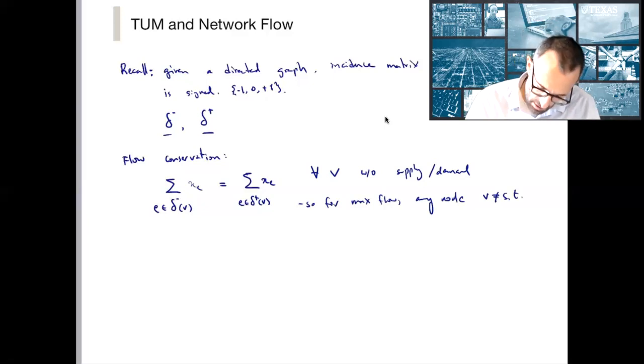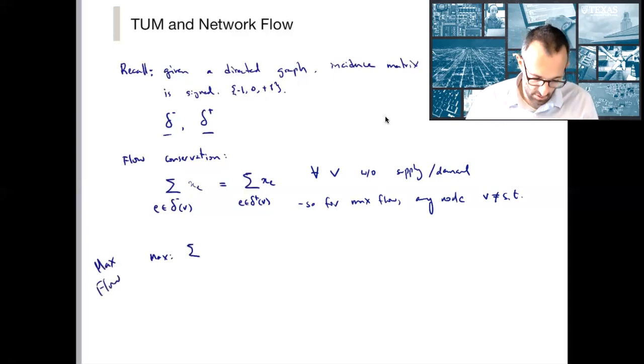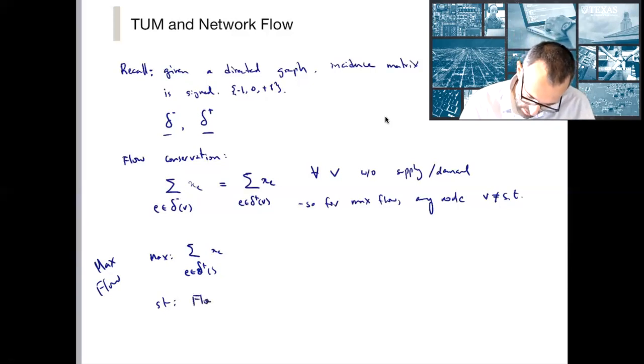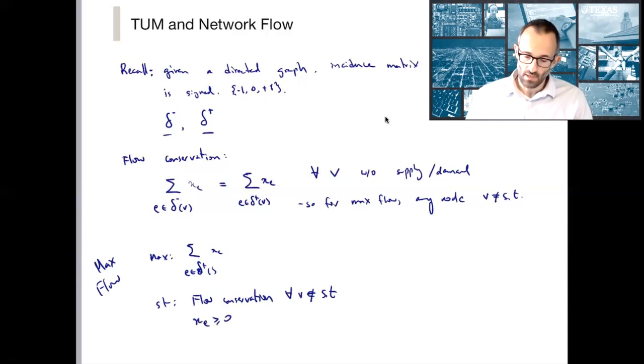And so max flow was our problem of maximizing the flow out of a particular node, the sum over delta plus of S of x_e, subject to the flow satisfying flow conservation for every node not equal to S or T, and also non-negativity of the flows. Great.